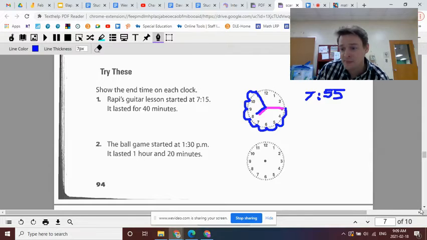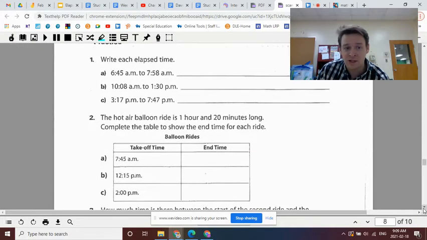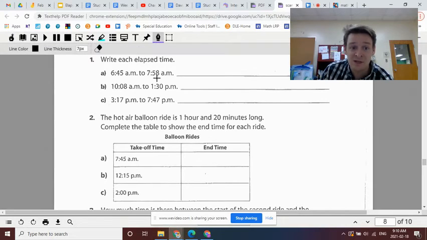Okay. Let's check out some of the other questions on this page. All right, elapsed time. So now you're given a start time and an end time, and you need to figure out the time in between. So from 6:45 to 7:58, I'm actually going to use my number line strategy.